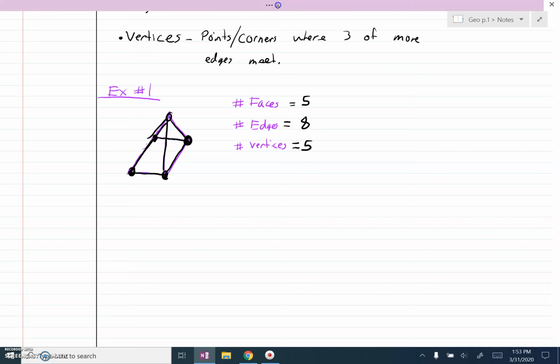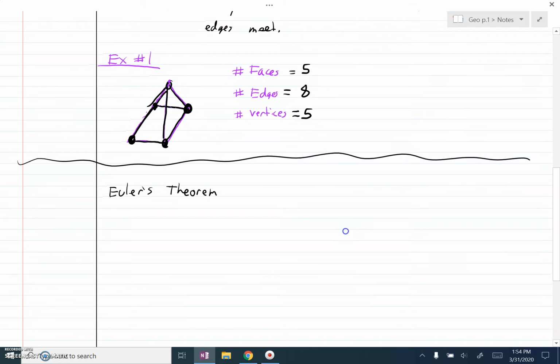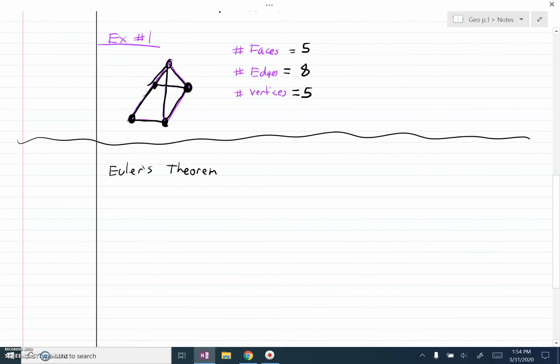There is a cool theorem that somebody came up with, Euler actually came up with. It's called Euler's theorem. He did a lot of counting, counted the vertices, counted the faces, counted the edges, exactly what we just did. And he noticed that there is a pattern every time. It's actually the number of faces plus the number of vertices equals the number of edges plus 2.